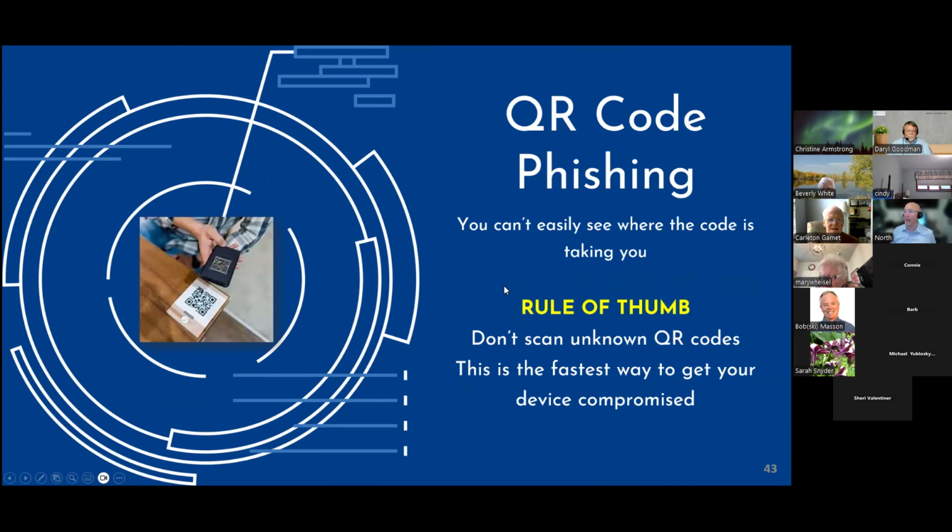So what makes them dangerous is you can't easily see where the code is taking you. The rule of thumb is don't scan an unknown QR code. This is the fastest way to get your device compromised. Now, both phones now, iPhone and Android, do have controls in them. When you scan a QR code, it does pop up a little bubble that says, hey, this is where this is going. Do you mean to go there? But I'm leery, especially if I'm in a bigger city. I don't scan QR codes that I can't identify easily.